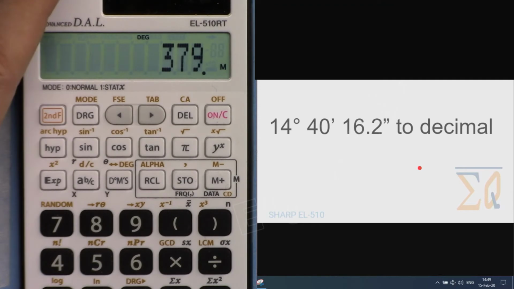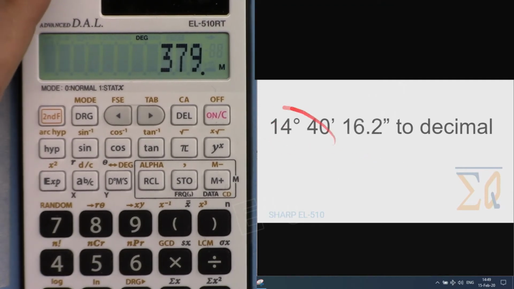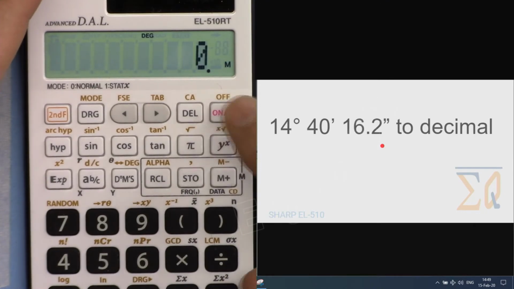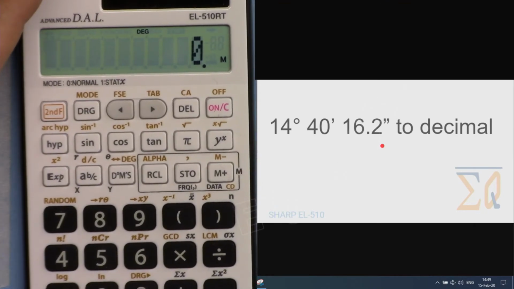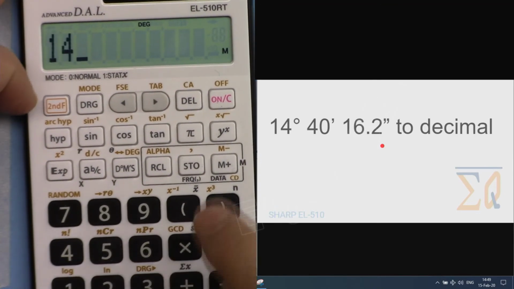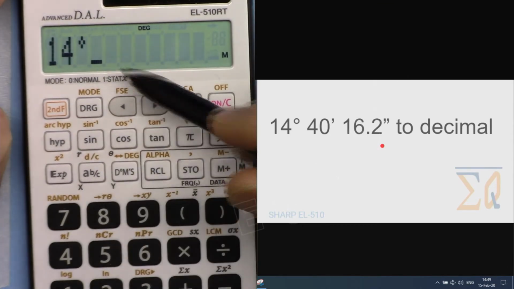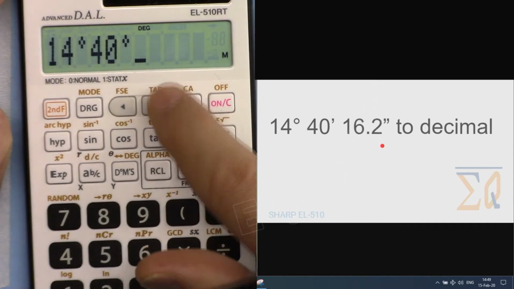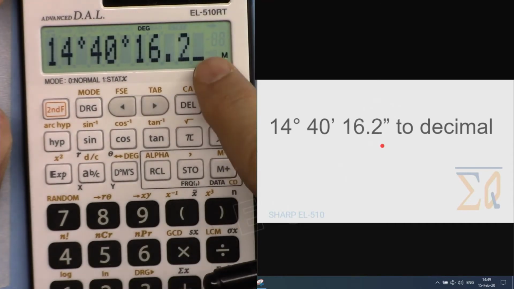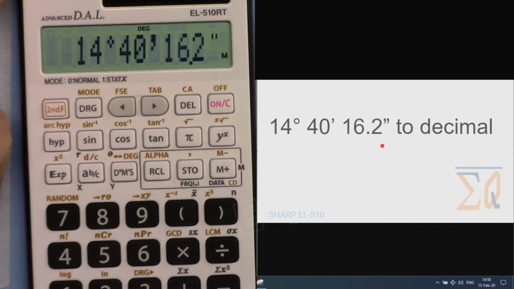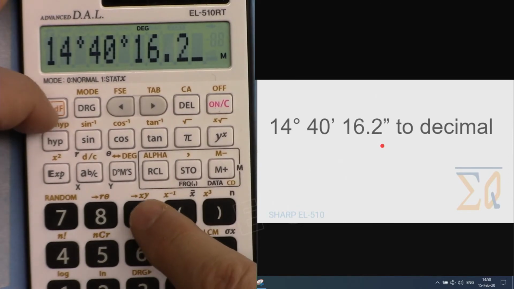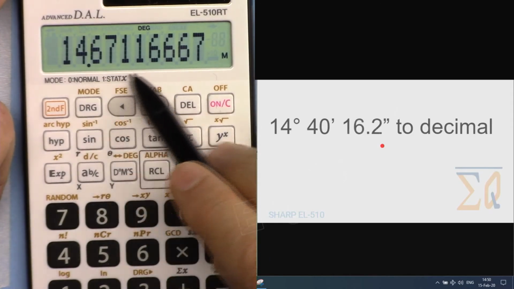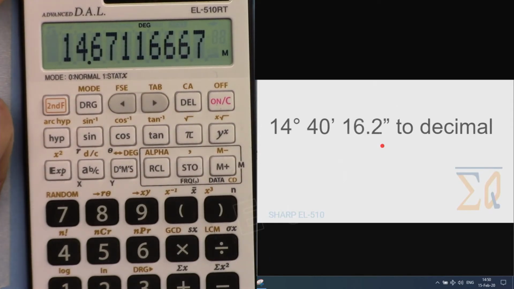Now let's see how we can do this to decimal. Let's say hour, minute and seconds. So we have degree, minute and seconds. So we enter 14, press this button, that is degree, and then 40, that's minute, and then 16.2, that is the second, and then press equal sign. After this, you can press second function and convert it to the decimal. So that is decimal value.